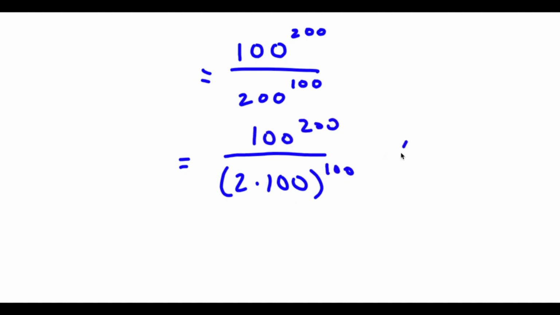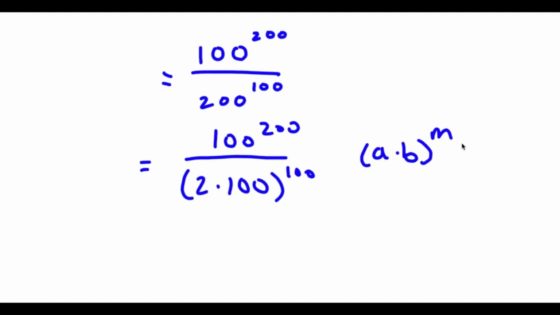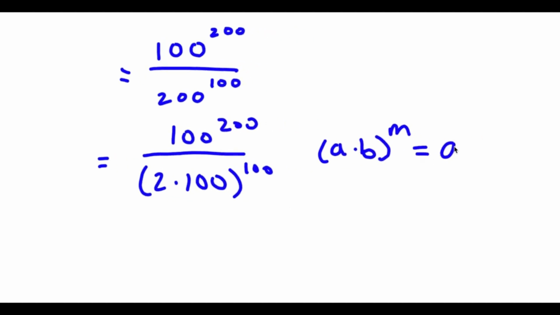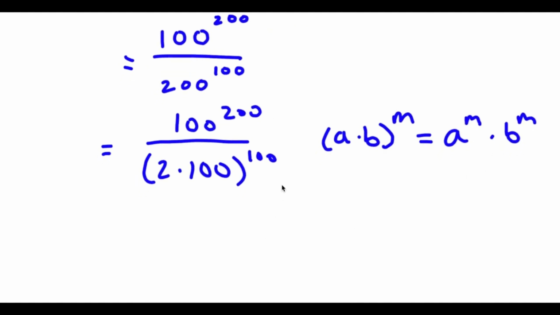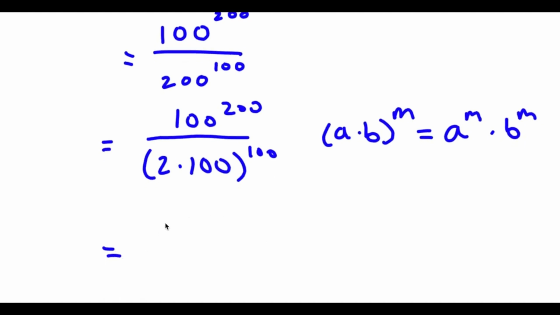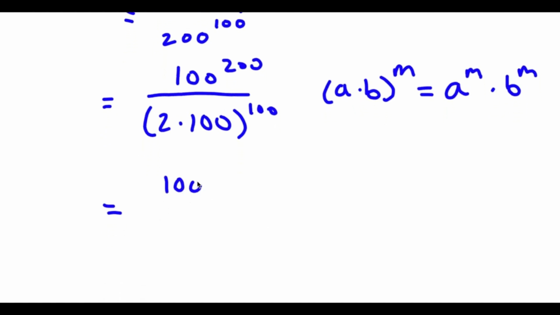Now, if I have something in the form a times b to the power of m, this is equal to a to the power of m times b to the power of m. So 100 to the power of 200 over 2 to the power of 100 times 100 to the power of 100.